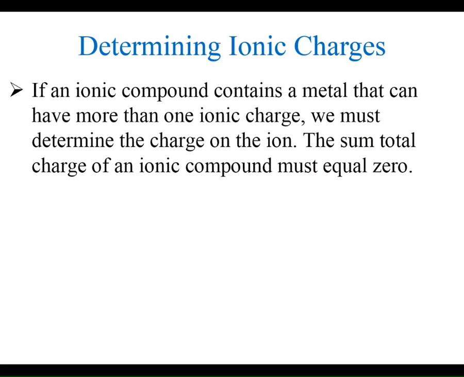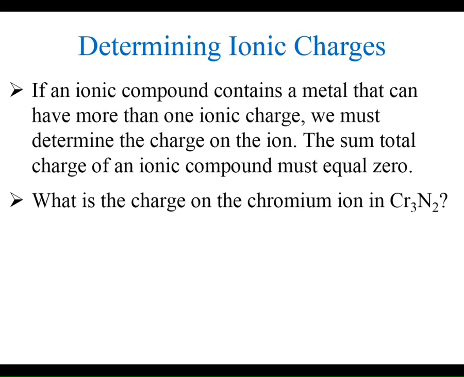Well, now let's try it the other way. So that was the easy way. I'm going to give you the formula, and you're going to tell me the name. Normally it's pretty easy to figure out. Remember, the total of the positive cations has to equal the total of the negative anions, right? Same thing. So let's figure this out. Cr3N2.